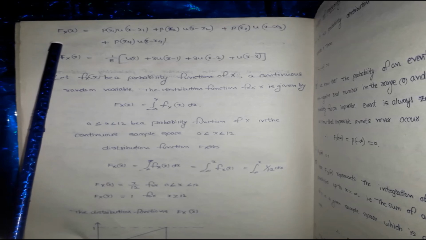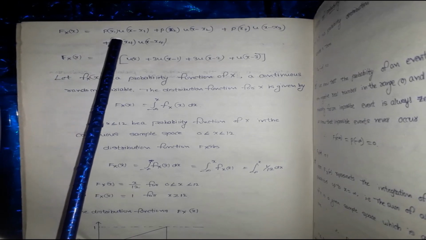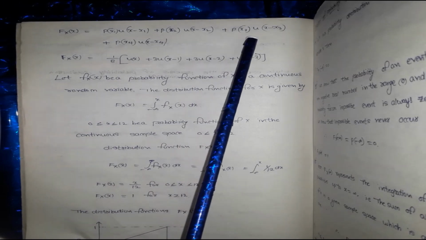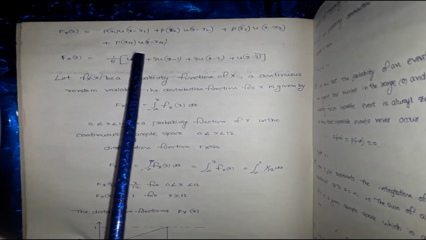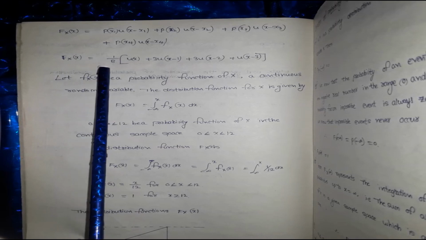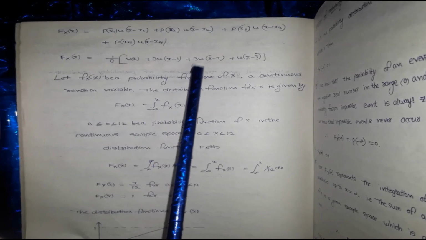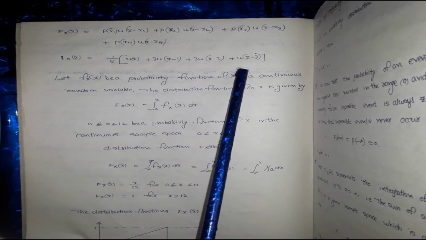Now F_X(x) equals P(x1) u(x minus x1) plus P(x2) u(x minus x2) plus P(x3) u(x minus x3) plus P(x4) u(x minus x4). F_X(x) is equal to 1/8 u(x) plus 3/8 u(x minus 1) plus 3/8 u(x minus 2) plus 1/8 u(x minus 3).